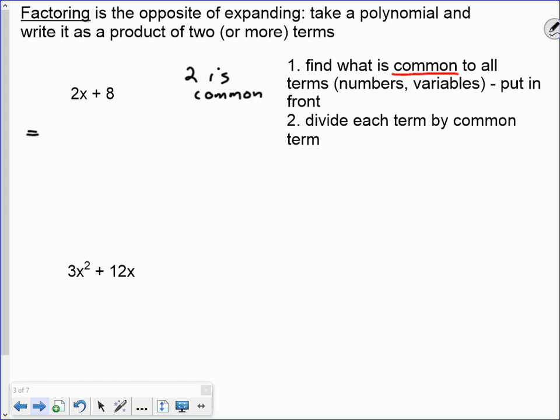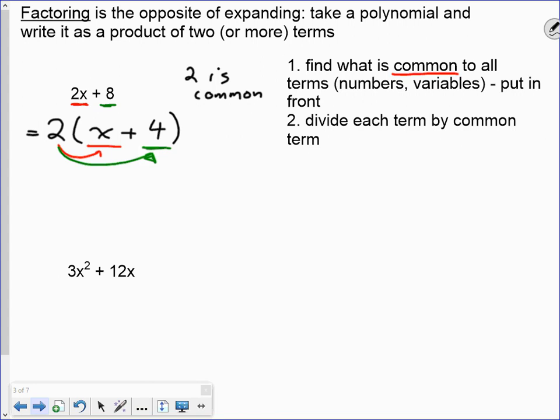So we're going to write the 2 out in front. And then in the brackets, we need two terms. We need a term here such that when we do 2 times that term, we end up with our 2x. And that's just going to be an x. 2 times x gives us 2x. Over here, we need a term so that when we do 2 times that term, we end up with the second term in our original expression. So 2 times what gives us 8? Well, that's got to be a 4. 2 times 4 is 8.